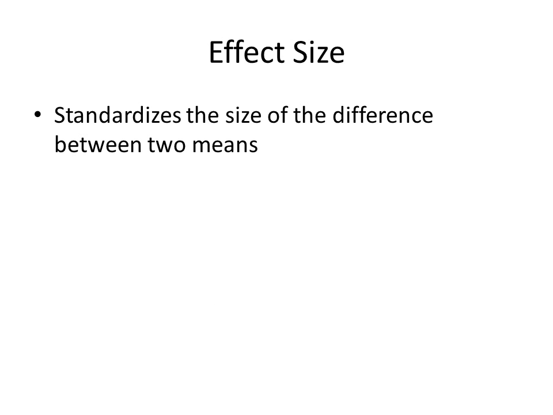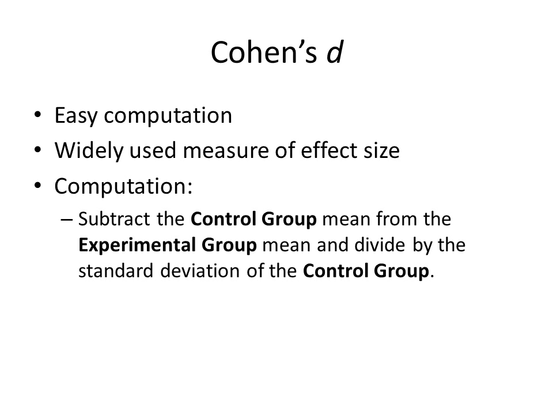is standardizing. So we might want to talk about standardizing the size of the difference between the two means with a statistic that describes the effect size. So one of the most widely used statistics for this purpose is known as the Cohen's d, which is easy. It's easy to compute, so it's easy to do.